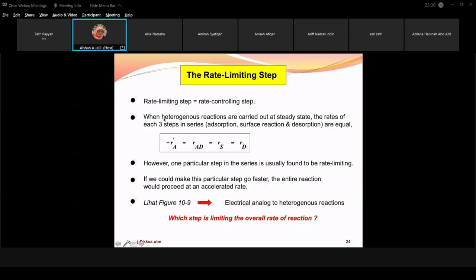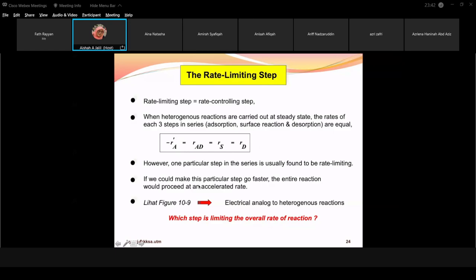Okay, when a heterogeneous reaction is carried out at steady state, the rates of the 3 steps in series, adsorption, surface reaction and desorption, are equal. Okay, in a steady state, all are equal. However, just one particular step in the series is usually found to be rate limiting. Just one. Okay, so your task in the final exam, usually you have to determine which one is the rate limiting step.